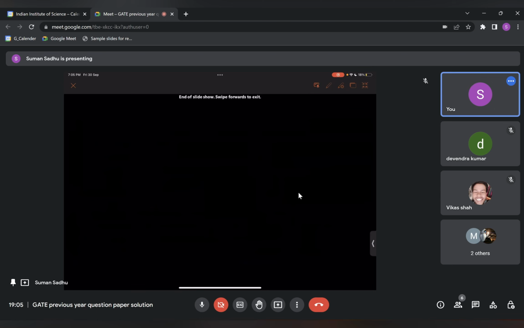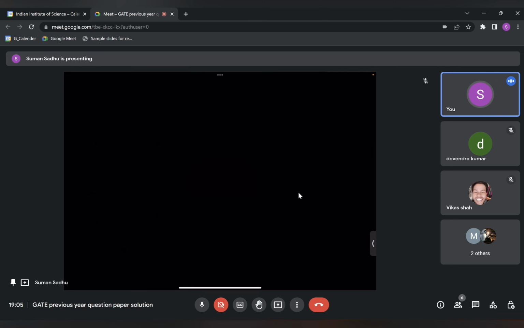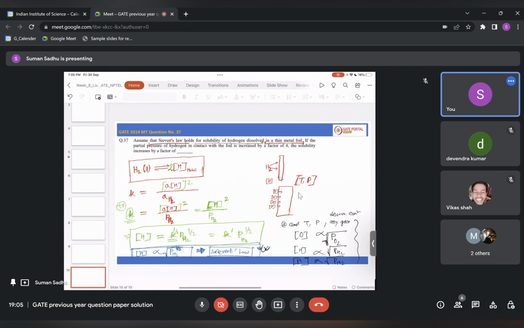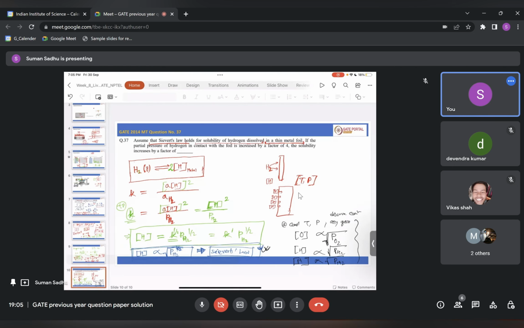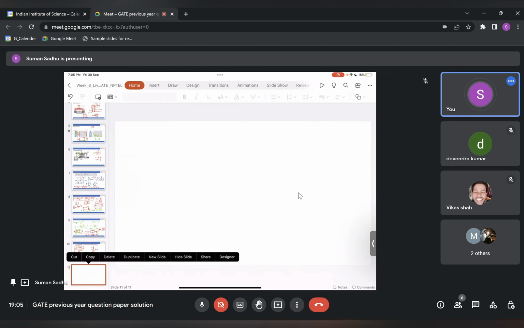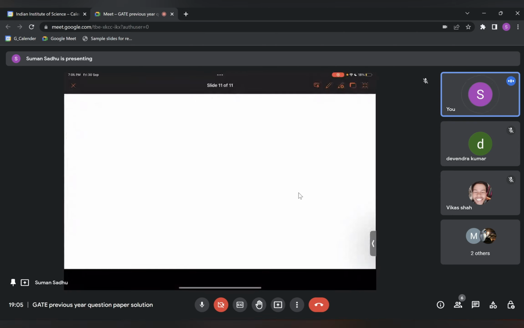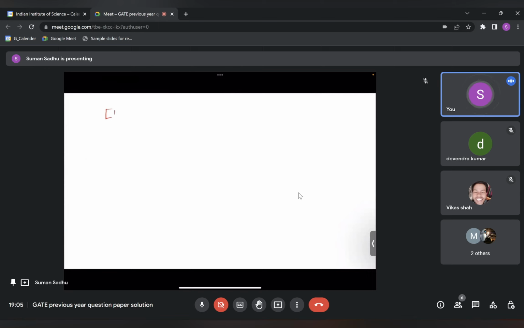Okay, so I have to add one more slide. Okay, now we got this equation. The dissolved concentration of hydrogen is proportional to the root of the partial pressure of hydrogen, right? Now the other values are given to us.